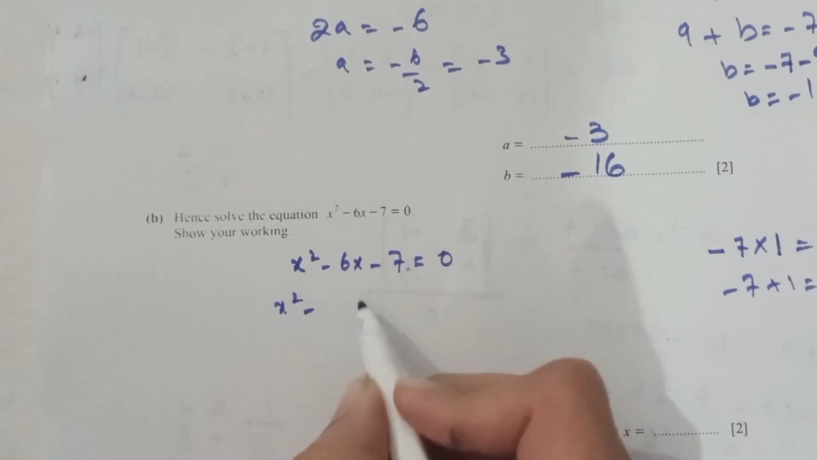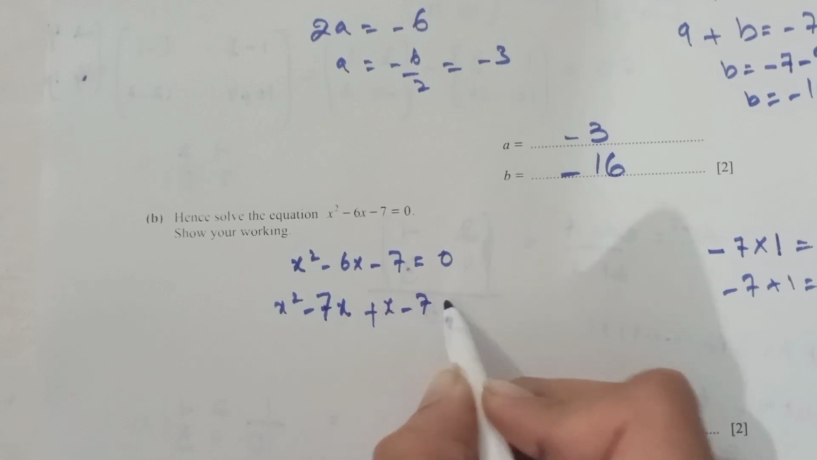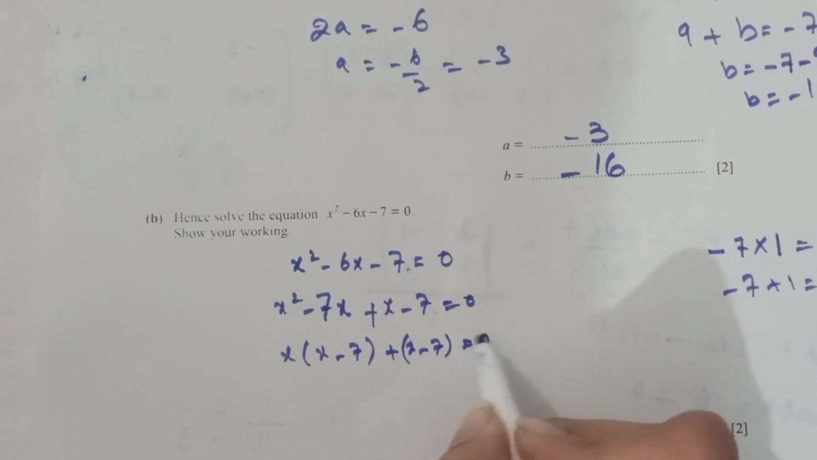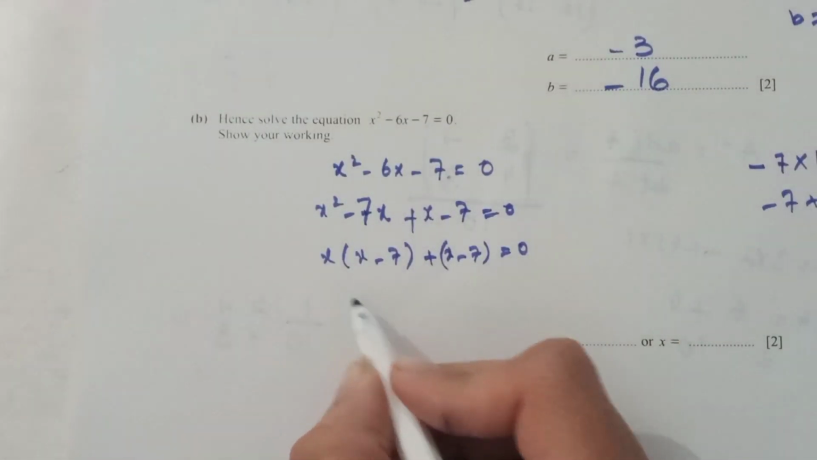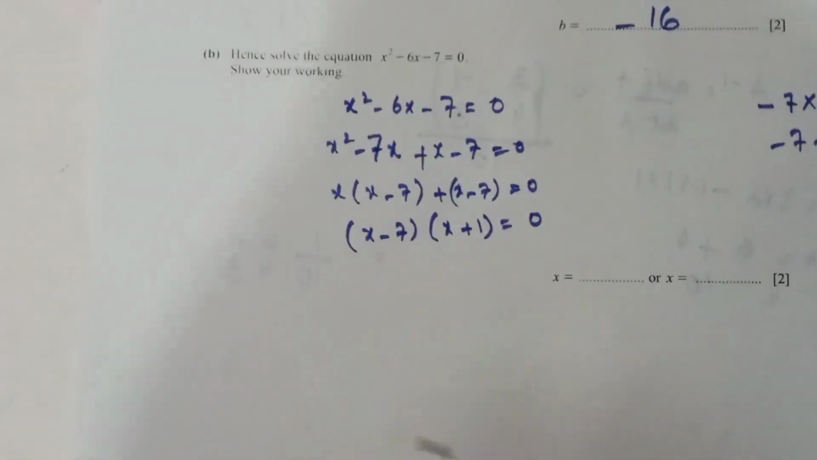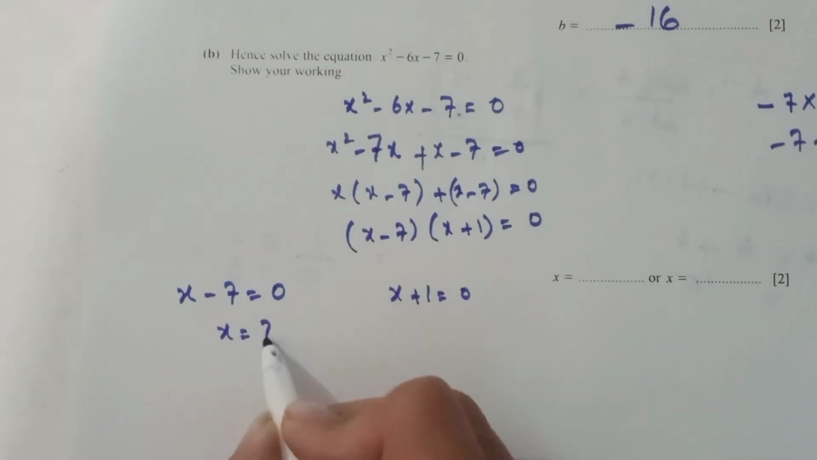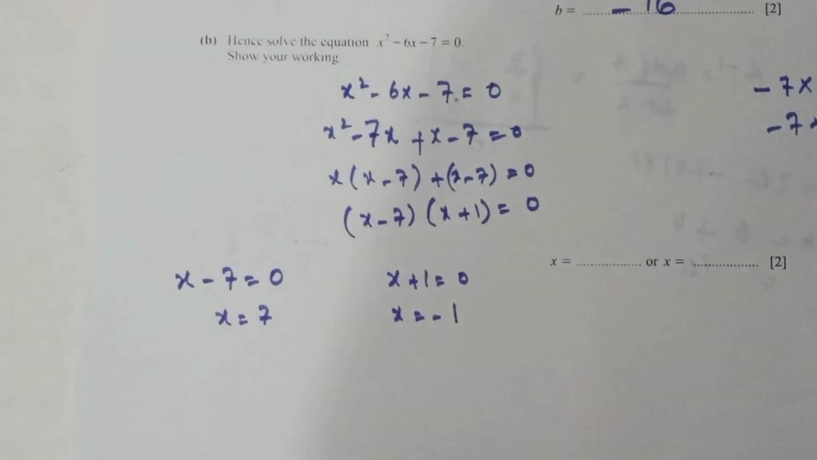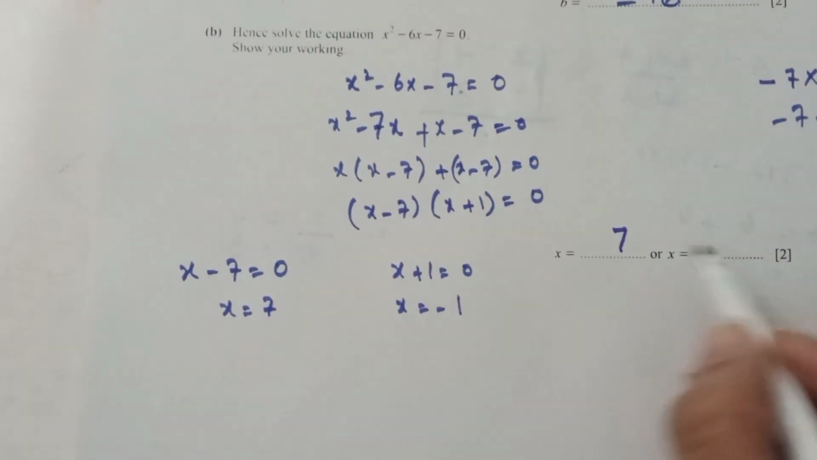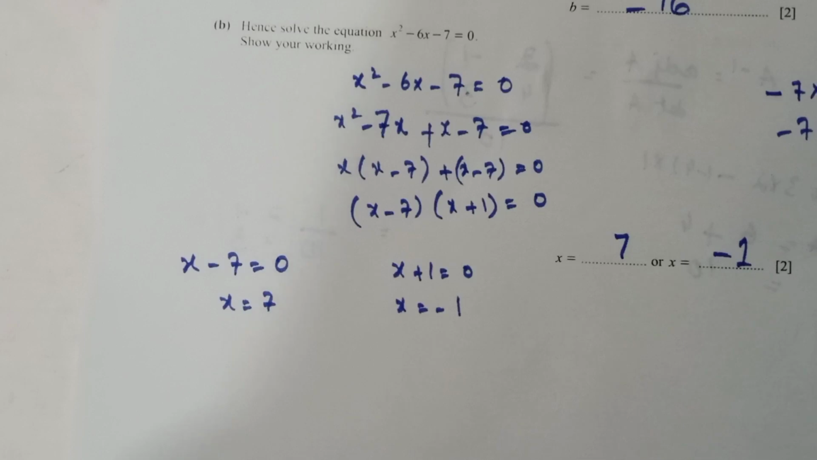And x square minus 7x plus x minus 7 is equal to 0. By taking common, x(x minus 7) plus 1(x minus 7) is equal to 0. Both are the same, so common (x minus 7) and (x plus 1) is equal to 0. x minus 7 is equal to 0 and x plus 1 is equal to 0. x is equal to 7 and x is equal to minus 1. Now students, these are both answers of x. One is 7 and one is minus 1. Now question number 22 is also solved.